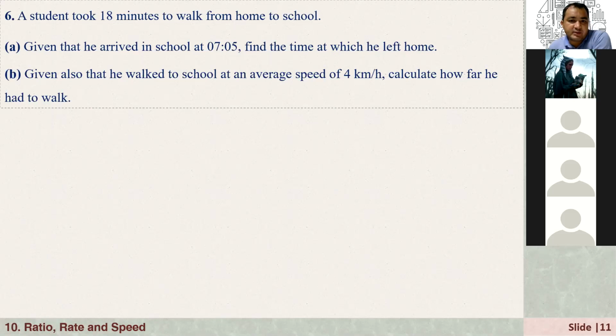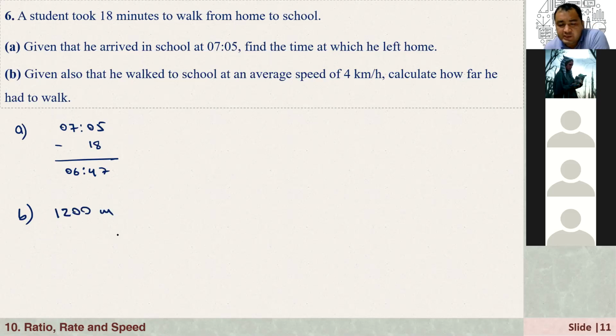Yes, Ilknur. What is your answer? The A is 6:47. Okay, that is he left home at 6:47. How about B? 1,200 meters. Okay.